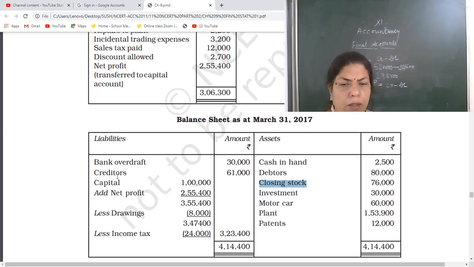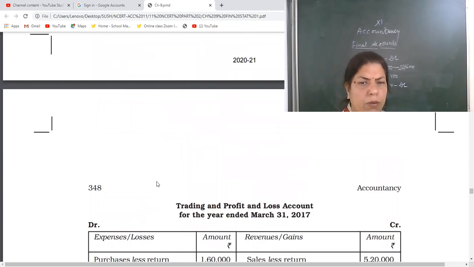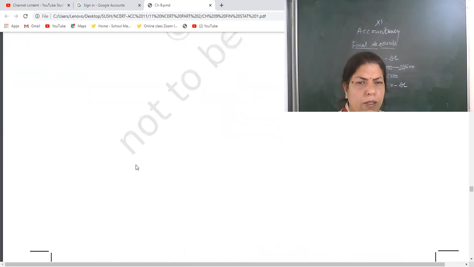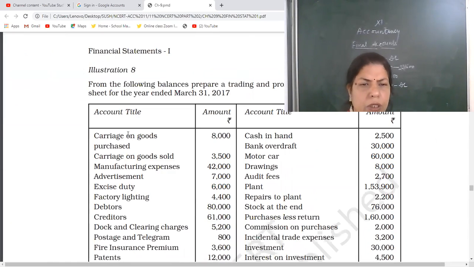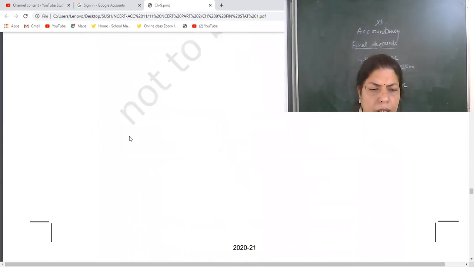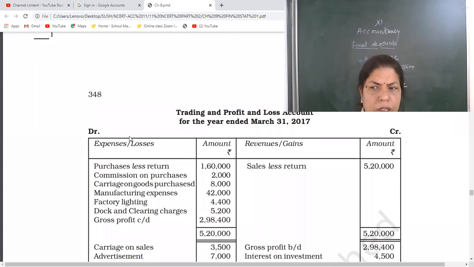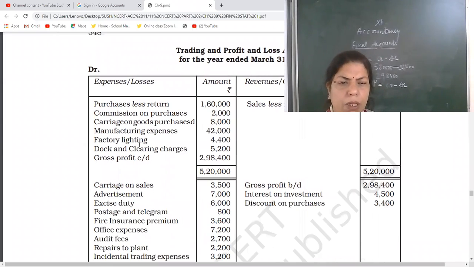Okay. So now see, I am going to tell you how to make the final accounts with the help of a trial balance. This is the question given in the NCERT. Now see page number 348 in the NCERT. You can see purchase less returns, net purchase, opening stock not given, commission and expenses on purchase on the debit side, manufacturing, factory, production expenses on the debit side, sales less returns, net sales to be shown here, closing stock not showing because that is given in the trial balance.